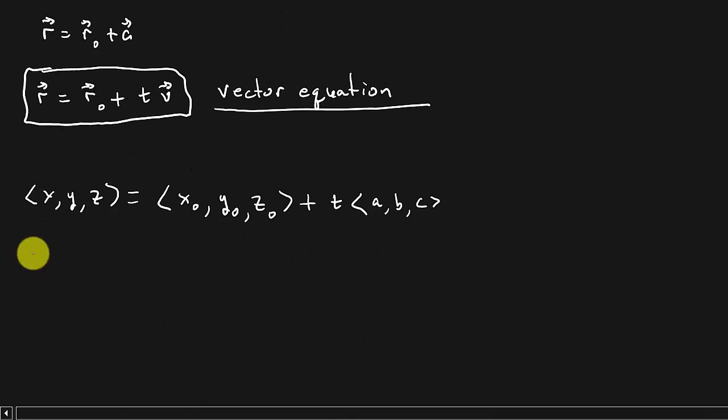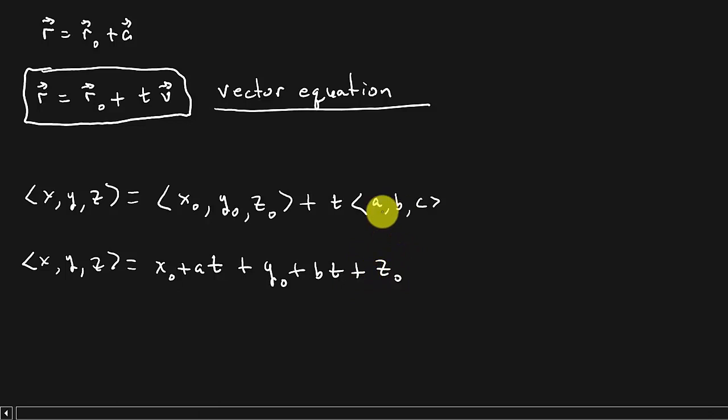And then that's going to give us x, y, z is equal to, so I'm going to distribute the t, so that's going to be TA, right? Or AT, however you want to write it, BT and CT when I distribute that. So I got x0 plus AT, y0 plus BT, z0 plus CT.